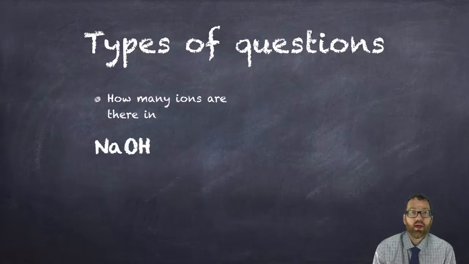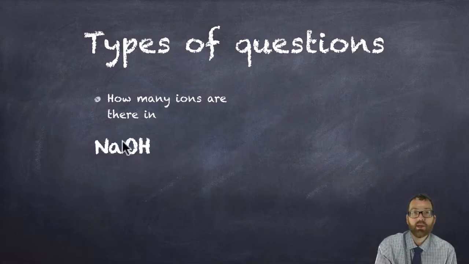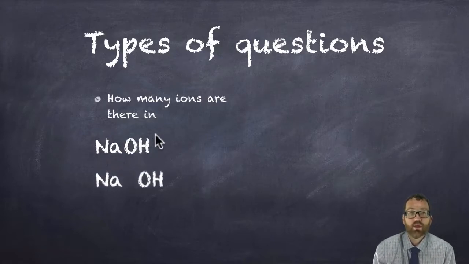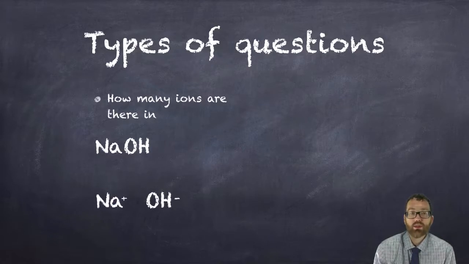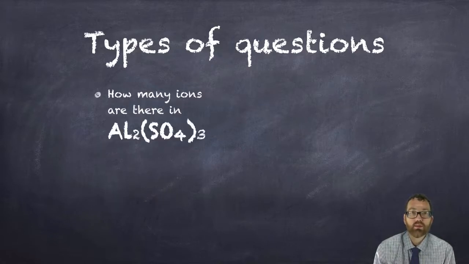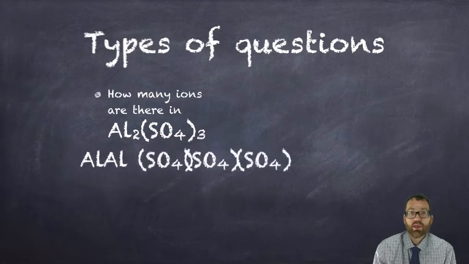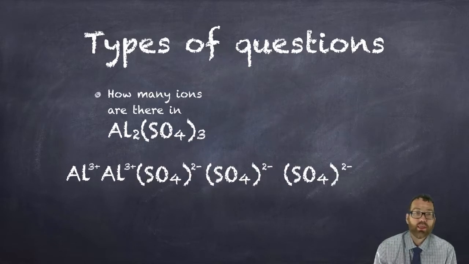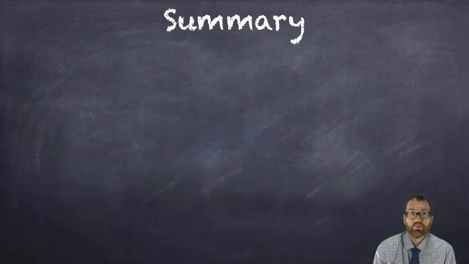How about this one? How many ions are there in NaOH? Well, hopefully you recognize this OH as a polyatomic ion. This is hydroxide. So I would have 2 ions in this compound, 1 sodium ion and 1 hydroxide ion. How about this one? How many ions are there in Al2(SO4)3? Well, we could break it apart again like we did in the other question. You can see I have 2 aluminum ions, 2 Al3 pluses, and I have 3 sulfate ions, SO4 2 minuses. So 2 plus 3 is 5 ions total.